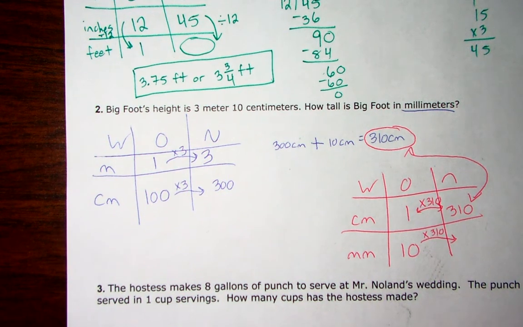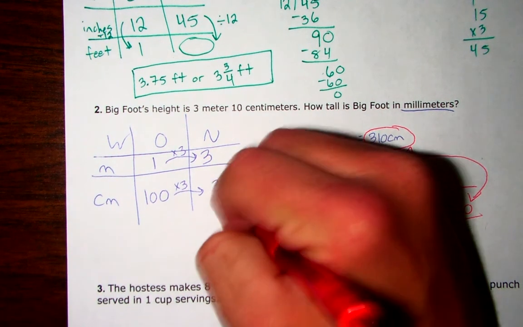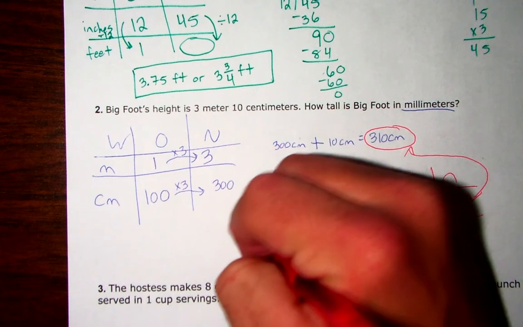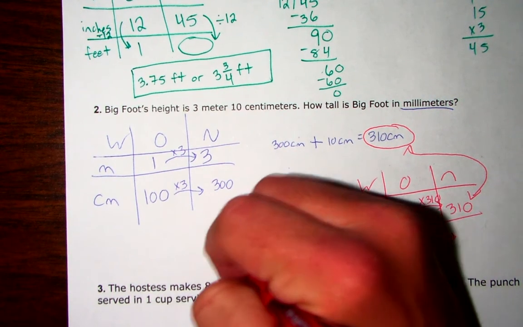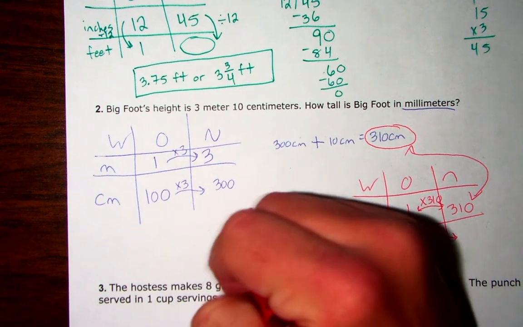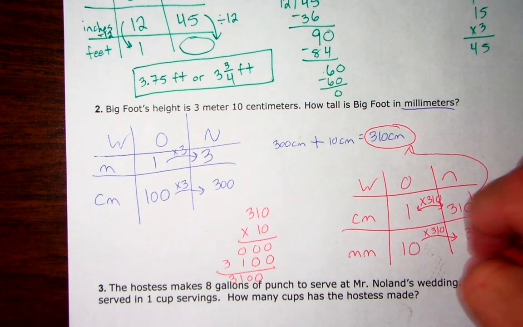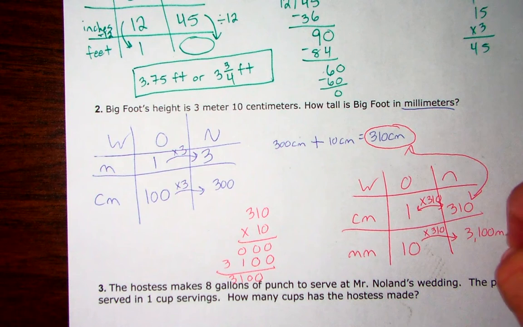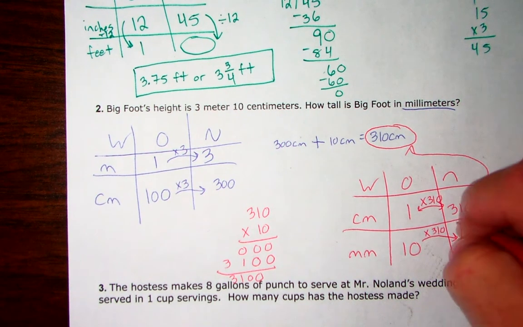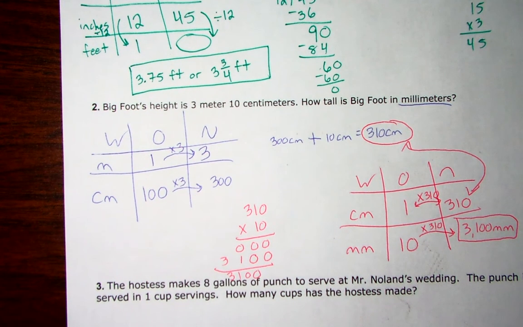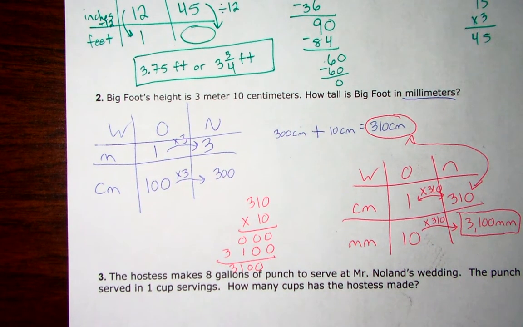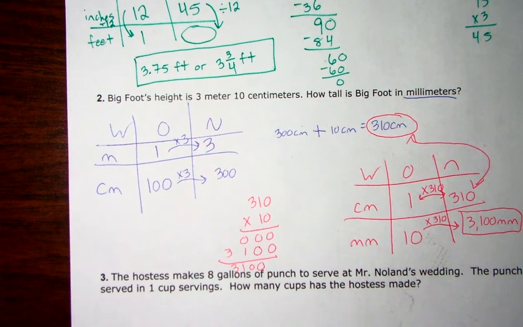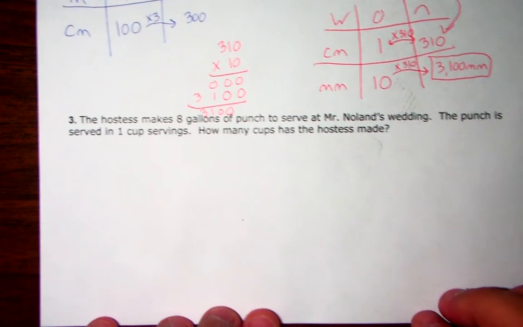So what is 10 times 310? 0 times 0, 0 times 1, 0 times 3, second row add a 0. 1 times 0, 1 times 1, 1 times 3. Oh, would you look at that? Bigfoot is 3,100 millimeters tall. There it is. You're done. Notice again how I labeled my units on my answer. Alright, that was a little bit of a tougher problem because we had two different one charts, so a little bit tougher there. Alright, number 3.